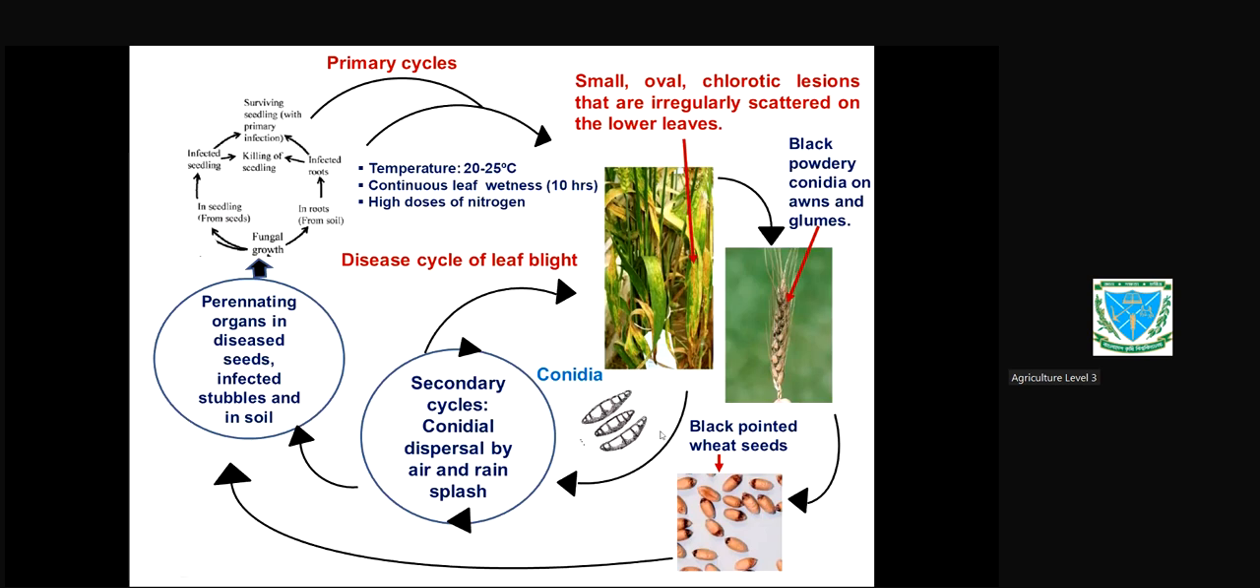The Bipolaris sorokiniana produces conidia, and these conidia fall on the leaf surface, and on the leaf there is moisture, right? Wetness means ki moisture. This moisture helps Bipolaris conidia to germinate and penetrate the host tissues.